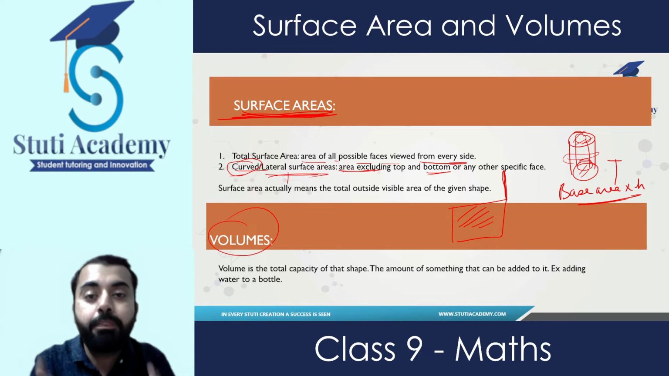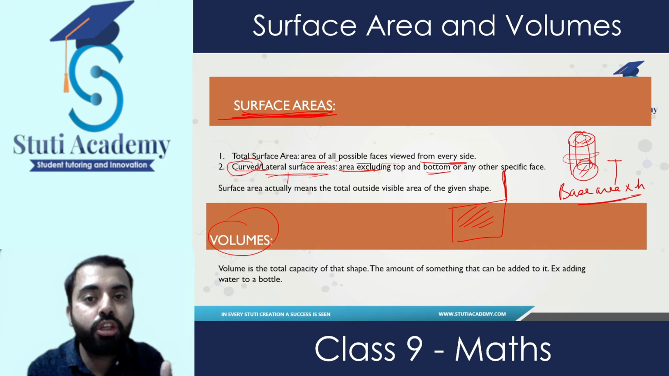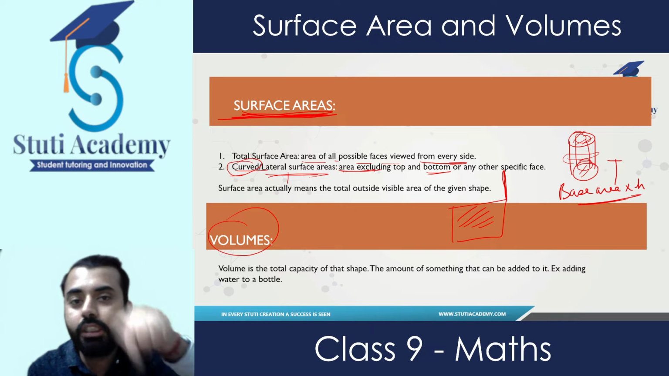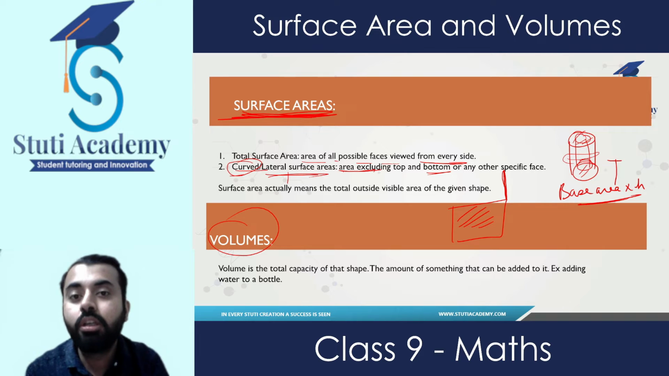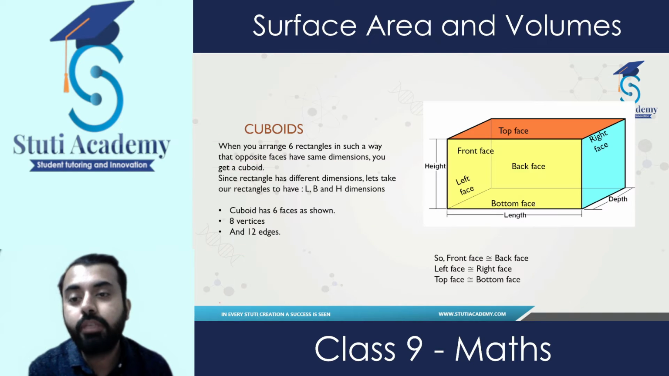So what happens here is the water is currently occupying a certain area, which is equal to the area of the base, and it is occupying the total length of the tumbler. Total height multiplied by base, that will be its volume. Volume is that.